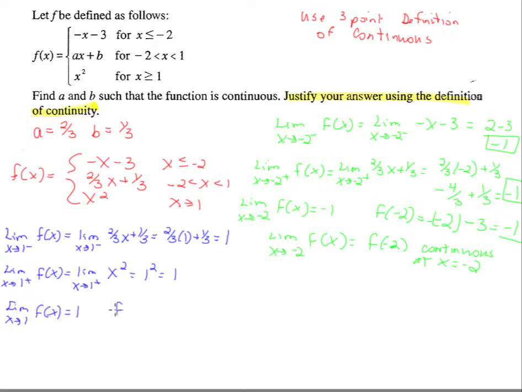Then I'm going to figure out my function value. For f of 1, we'd use the bottom equation, which would be 1 squared, which is 1. So the limit as x approaches 1 is equal to our function value at 1, therefore it's continuous at 1. And again, since all three pieces of the equation were polynomials, it's continuous everywhere over its domain, so I know that this function is continuous everywhere.